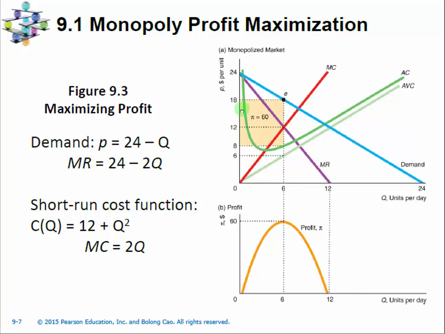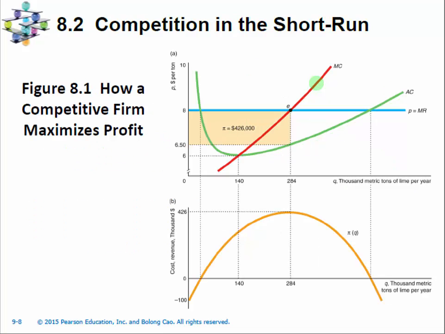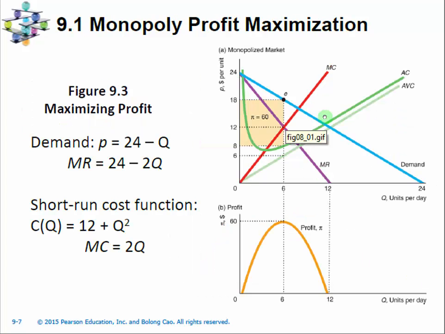Now I would like to do a little bit of comparison between this profit maximization and the profit maximization we have seen before for a firm in perfect competition. For both firms, there is this marginal cost curve. Basically, we assume marginal cost is rising.